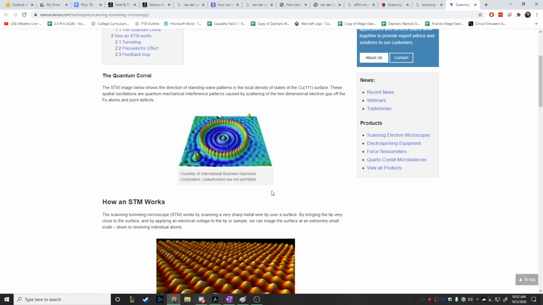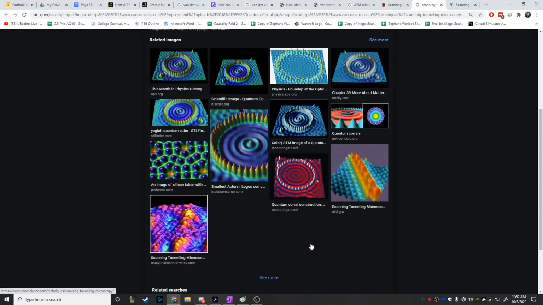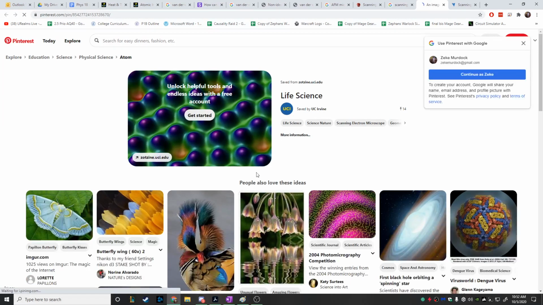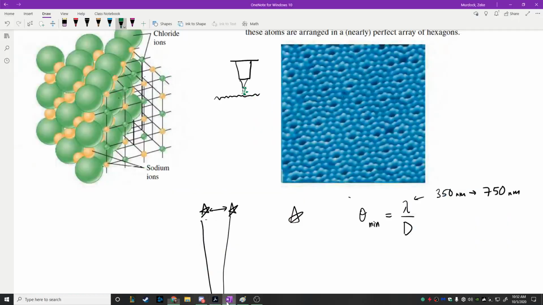Stuff's very interesting. Image of silicon. Oh, look at that. Again, it's colored, so you know it's kind of fake, but it looks very similar to the one from your textbook. The one from the textbook is the one that I have on here. This right here.